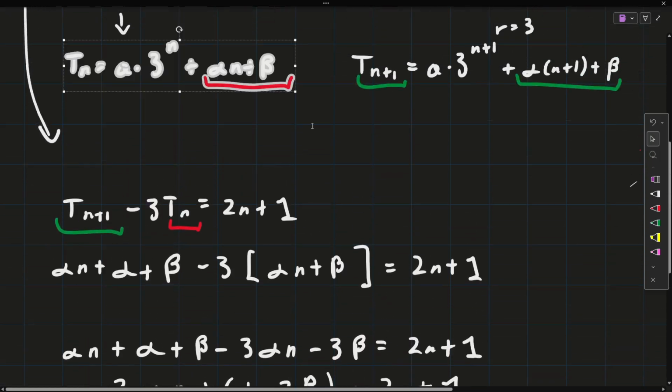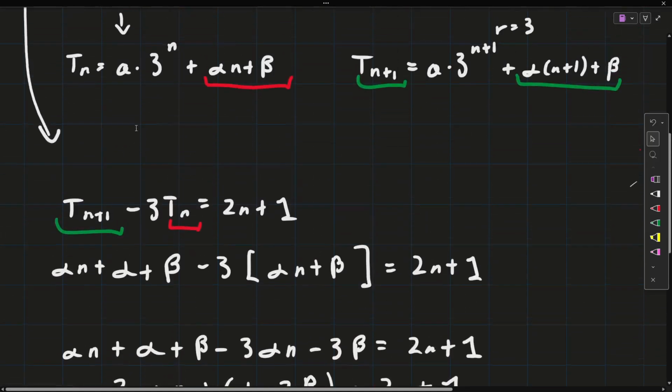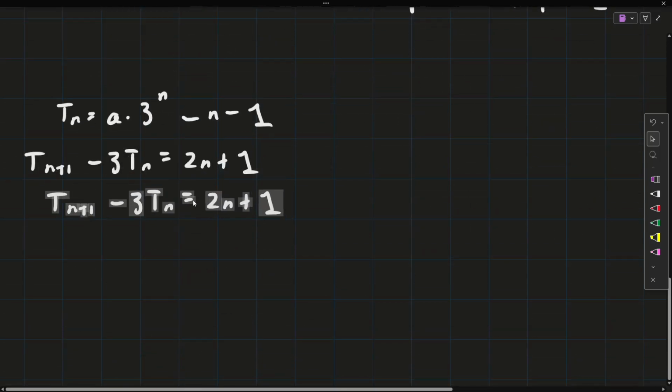So what it should be, our solution, Tn, we know what alpha and beta are now. So it should be minus n minus 1. Okay. And you might want to check this. Well, how we just figured out that this is a solution, but you might want to sub this back in to the original equation and see if it's a solution. So I'll do that very quickly.